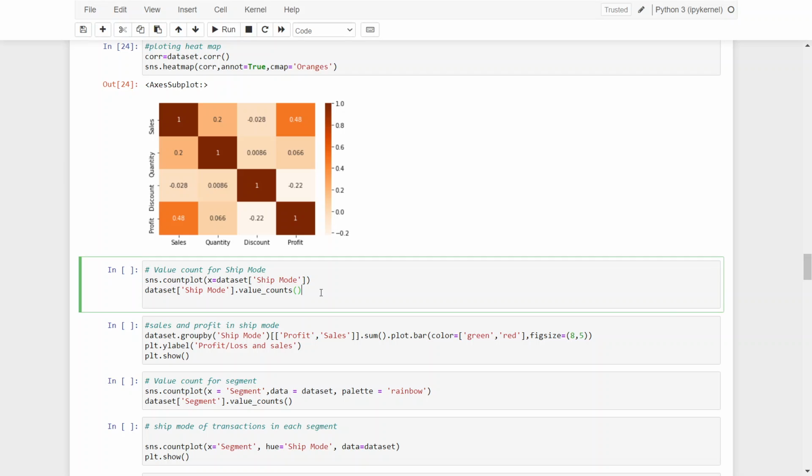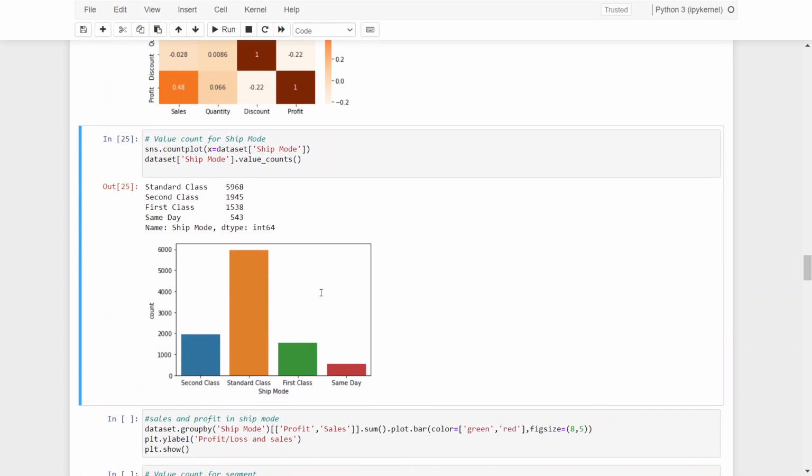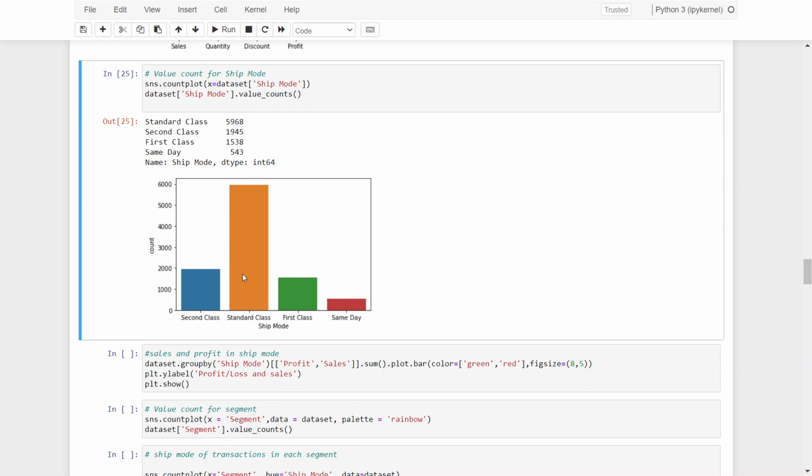Now I am going to view the ship mode. So this is the ship mode. You can see that standard class has a count of 5968, followed by second class, first class, and same day. You can infer that standard class is the most used ship mode by the customers, followed by second class, first class, and same day.